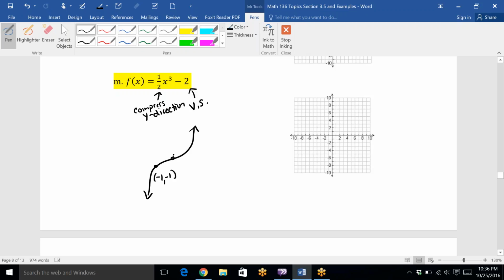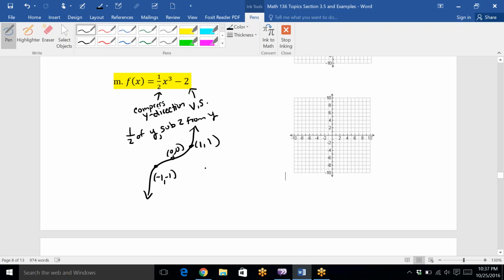-1, -1, 0, 0, 1, 1. We're going to be taking half of the y and then subtract 2 from y. Because remember, anything outside of x cubed is happening to y.